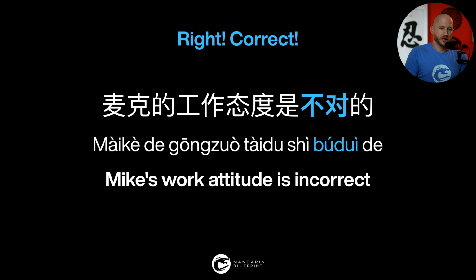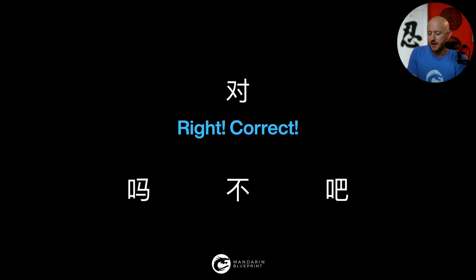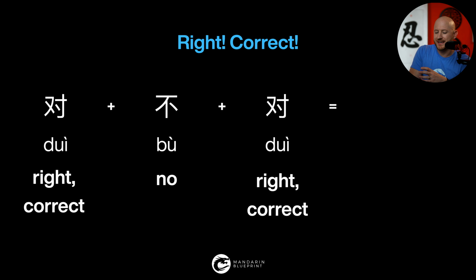So then let's take a look at this. 麦克的工作态度是不对的. Mike's work attitude is incorrect. So now we're back to the idea of incorrect in a grander sense. It's not like factually incorrect. It's like there's a 态度 issue here. There's an attitude issue.